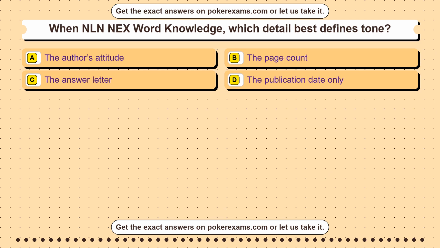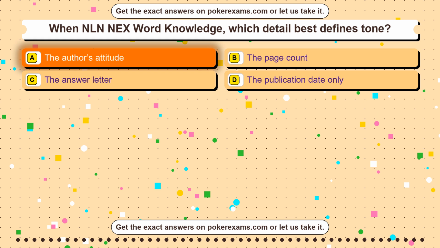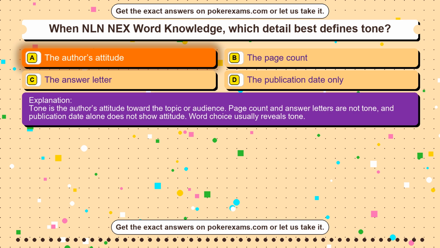Question 29. When NLN NEX Word Knowledge, which detail best defines tone? Option A, the author's attitude. Option B, the page count. Option C, the answer letter. Option D, the publication date only. The correct answer is option A, the author's attitude. Tone is the author's attitude toward the topic or audience. Page count and answer letters are not tone, and publication date alone does not show attitude. Word choice usually reveals tone.